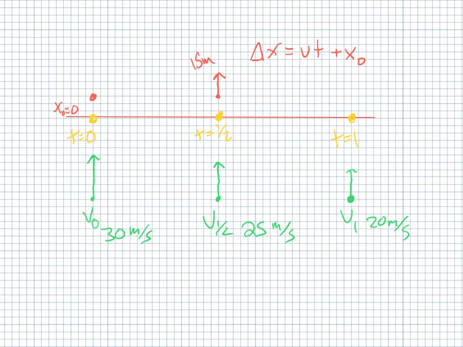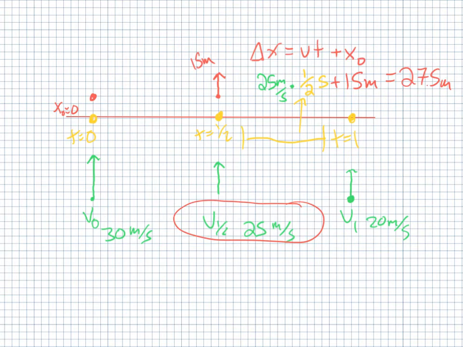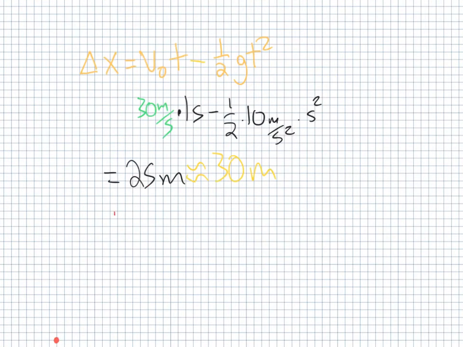Now, let's use this displacement as our x0, and let's use the velocity at the halfway point. So we'll start with a velocity of 25 meters per second, we'll multiply it by the elapsed time of half a second between these 2 points, and then we'll add it to our initial displacement of 15 meters. We end up with a displacement of 27.5 meters. You can see that 27.5 is a lot better than the 30 we got earlier.